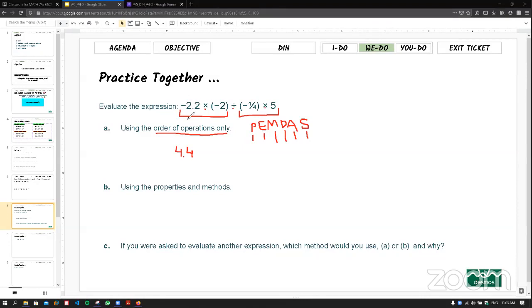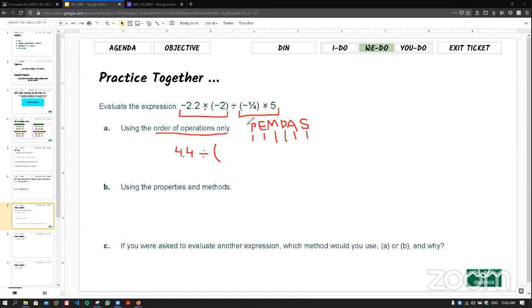When you multiply these two numbers, because both numbers are negative, the result has to be positive. Okay. So then divide. The second part is 5 times 1/4, or 1/4 times 5.